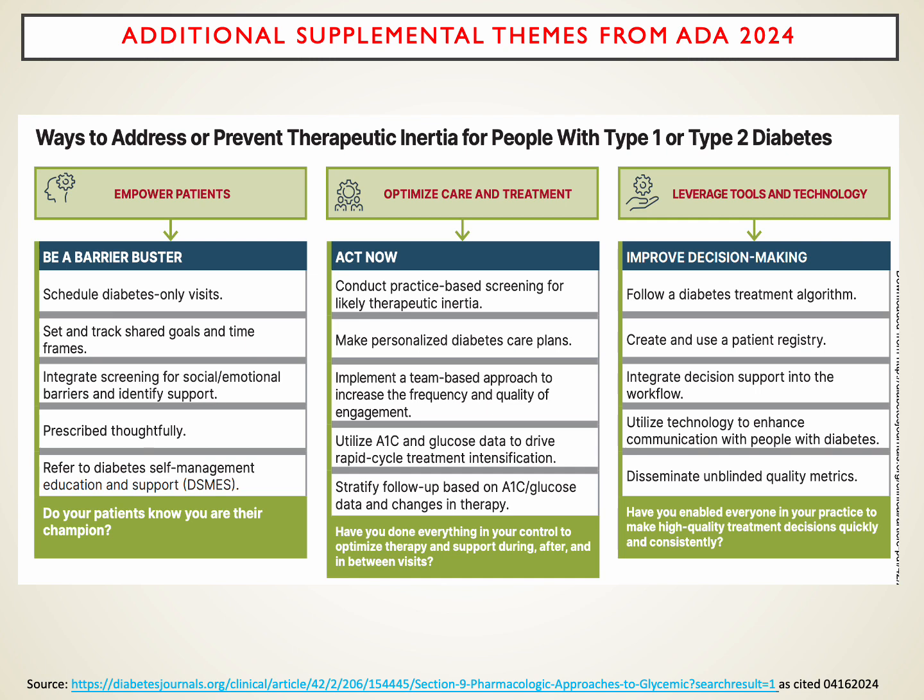A couple of other tables, they have kind of reframed things a bit in addition to supplemental information, other supplemental information in the 2024 guidelines. There is a little more guidance on preventing inertia with patients with type 1 or type 2 diabetes, ways to empower patients, ways to optimize their care and treatment, and to leverage the existing tools and technologies that might be amenable to a subset of the patients for whom they might be open to those newer tools or technologies.